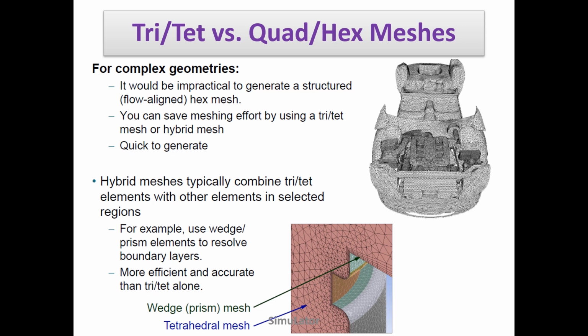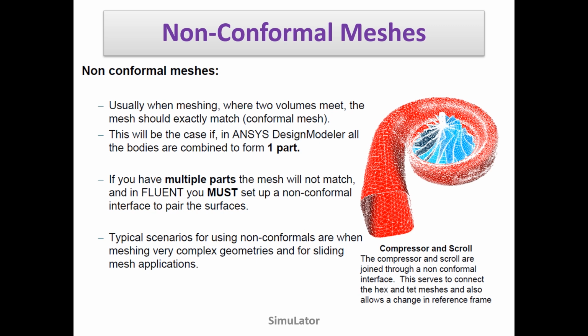The conformal meshes are those meshes which match exactly when two volumes meet. In the case of pump, rotor, mixer, we use non-conformal meshes where one part is rotating and the second one is stationary. The meshes at the joint junction do not match exactly.